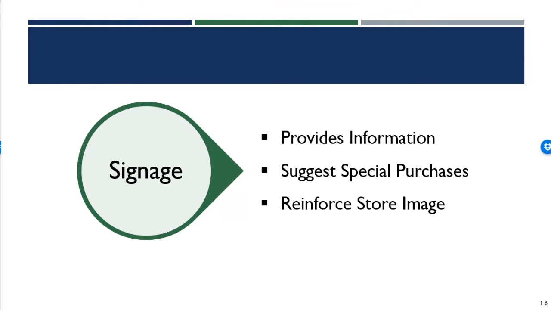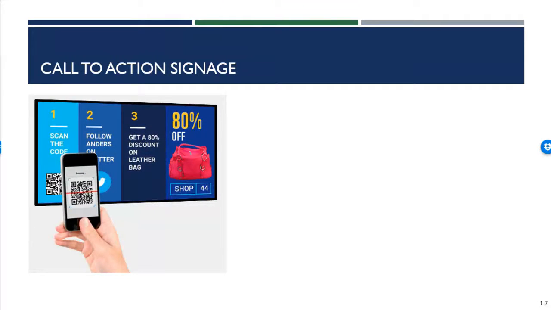So let's talk about 4 different types of signage that you might find in a retail establishment. The first is call to action signage. Call to action signage is placed in locations within the store that really encourage the shopper to engage with the retailer. So a call to action signage is asking the customer to do something. And so you might see a sign that says, scan this QR code to learn more about the product. Maybe you'll see a sign that says, like us on Facebook or follow us on Twitter. Those are call to action because the retailer is trying to get the customer to do something.